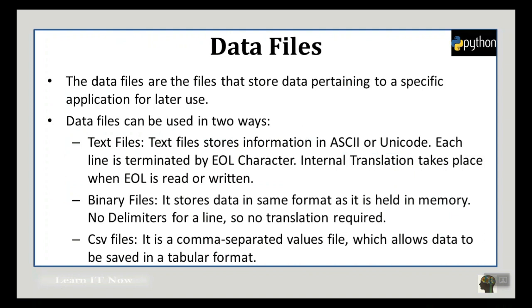But in case of binary files, it stores the data in the same format as it is held in memory, that is in the form of bytes. No delimiter is there for a line. That is, as in text files we had EOL characters, in binary files we don't have this kind of character. So there is no internal translation required when it is read or written. Now the third type is the CSV file, that is comma separated value file, which allows data to be saved in tabular format as in an Excel file.